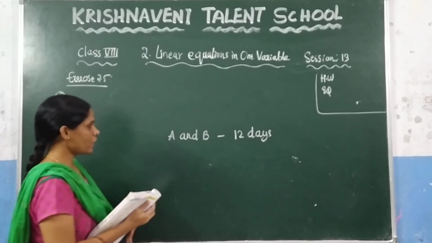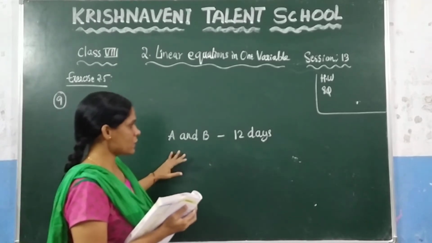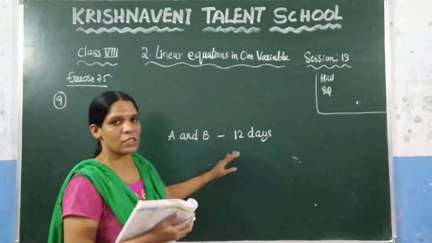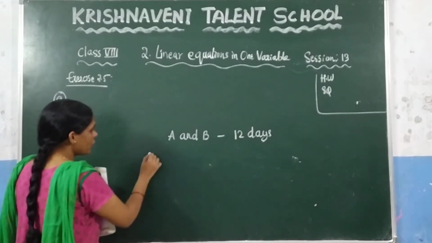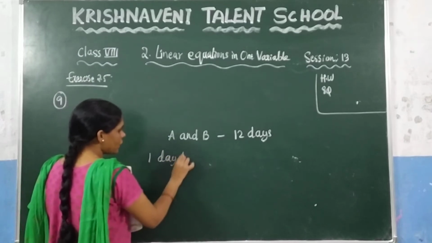So what they have given is that A and B, two persons, have completed one work in 12 days. Now in 1 day, how much work will they complete?